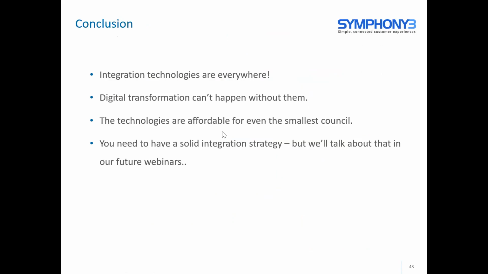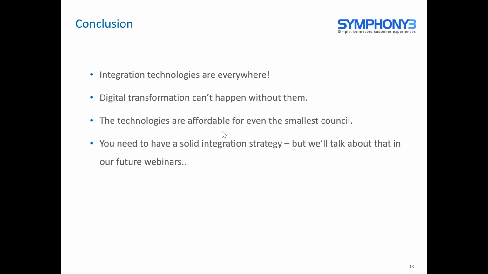We're just coming up to 50 minutes and I want to keep us on time. So, in conclusion, very quickly, integration technologies are everywhere, and they're becoming more and more ubiquitous. You don't even know they're on the websites that you're interacting with. We would argue that true digital transformation can't happen without them. Importantly, these technologies are affordable. You'll hear from our colleagues at WSO2, the software is free to download and use. I wouldn't say it's free because someone has to support it, but certainly the cost has tumbled.